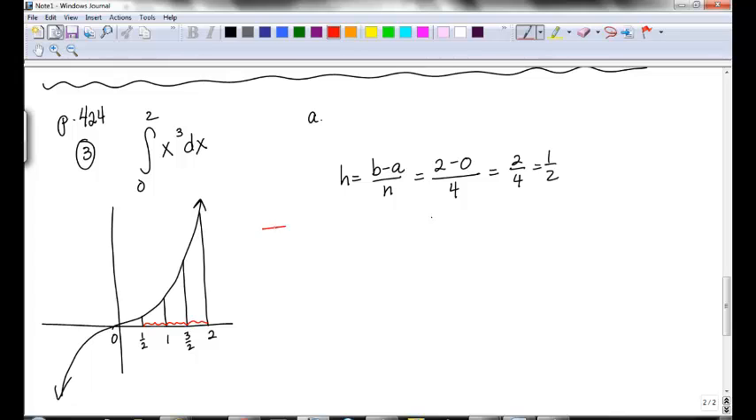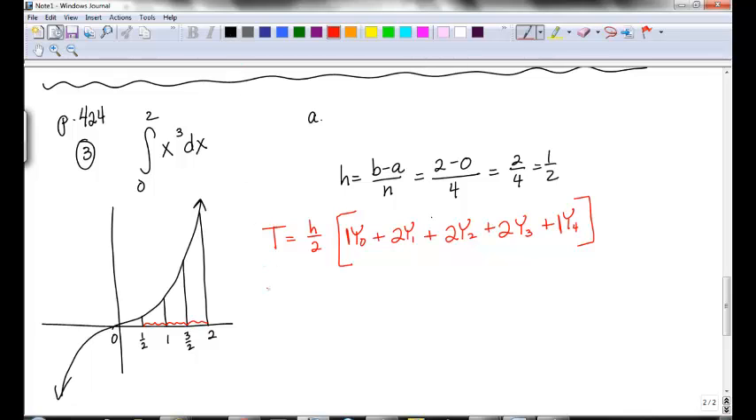Okay, trapezoidal rule first. T equals h over 2 times y sub 0 plus 2y sub 1 plus 2y sub 2 plus 2y sub 3 plus, and then the coefficient on that last one is just a 1. This is a 1, and this is a 1. All the rest of them on the trapezoidal rule are 2's.